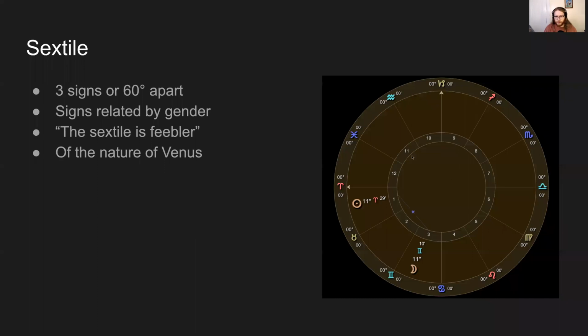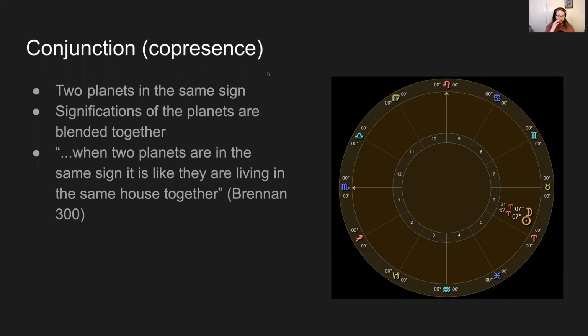So that is the sextile. Those are 4 of the main aspects. Those are really all of the, quote unquote, aspects. The next one I think is going to be the conjunction, also called co-presence sometimes.